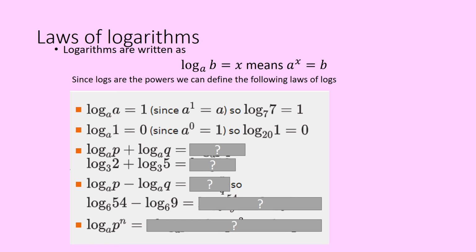So, think back to those laws of indices. When you were multiplying with the same bases, you add the powers. When you were dividing by the same bases, you subtract the powers, and so on. So if we had log base a of p plus log base a of q, what are we doing there? Well, we're adding the powers. So that would be the same as log base a of p times q.